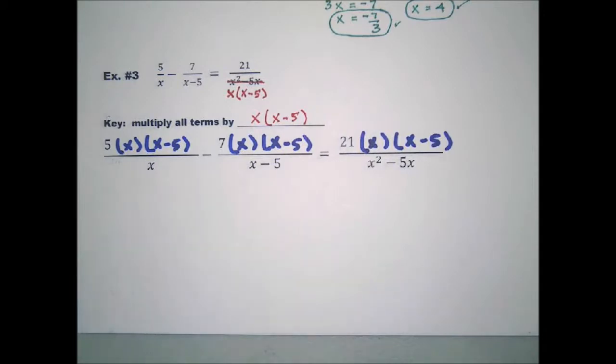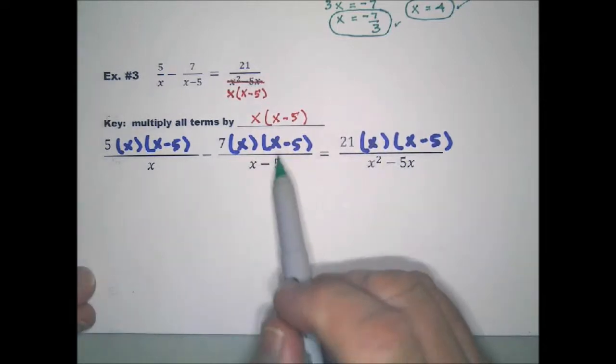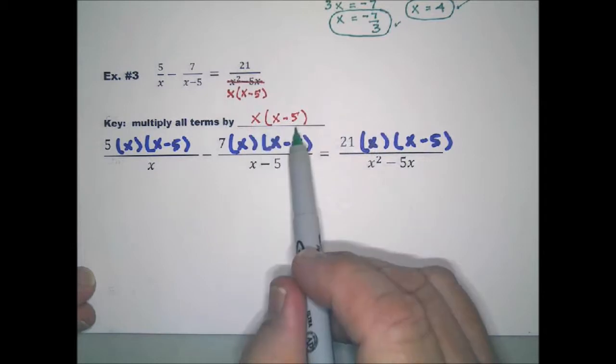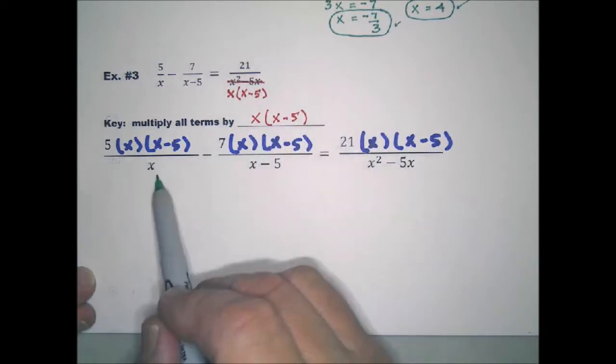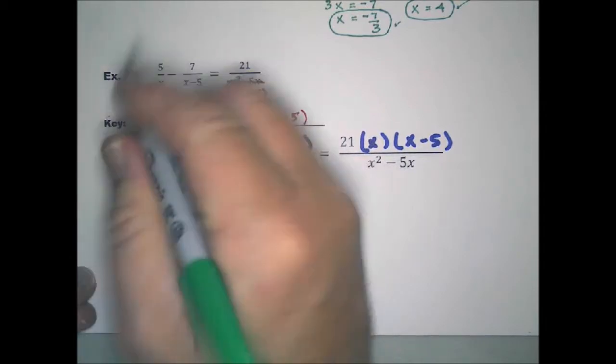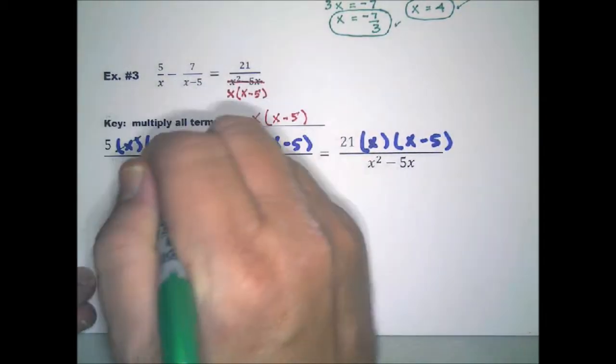Now, watch all the reducing that happens, because at the next step, I am going to have an equation that has no fractions in it anymore. That's the whole idea of multiplying all the terms by the least common multiple. It's going to get rid of the fractions. On the first one, the x's are going to reduce each other.